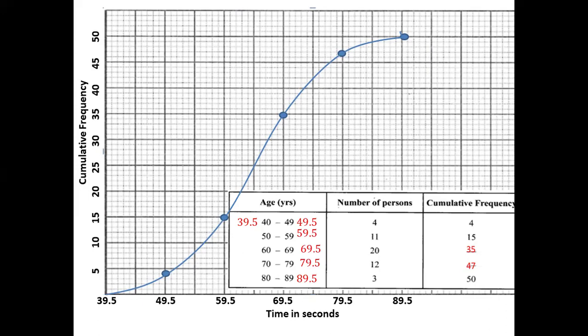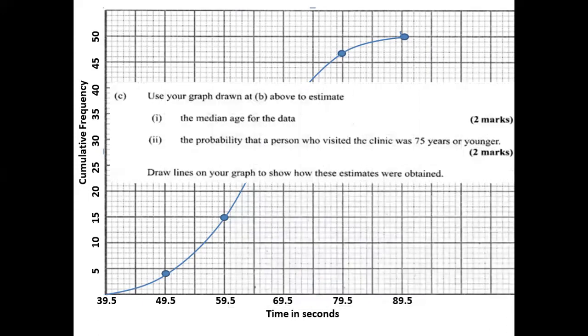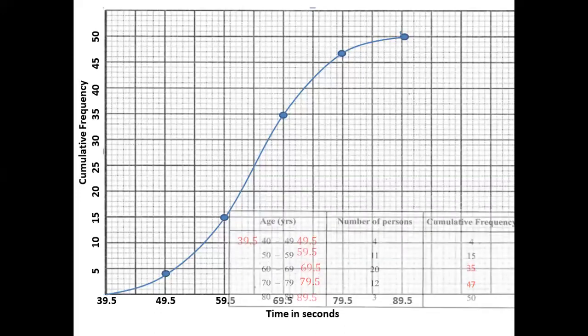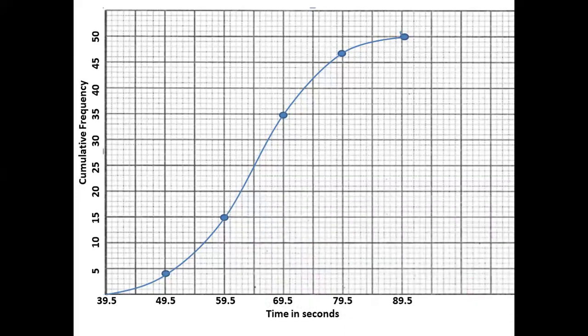And let's focus just now on the other questions that are being asked here. So use your graph drawn, right, to estimate one, the median age for the data. Now, we have done questions that speak to mean, right, and also to mode, right, but median, we can't escape. Now, for the cumulative curve, because the curve is showing information that has already been organized, right? The curve can tell the median just by splitting the information in two.